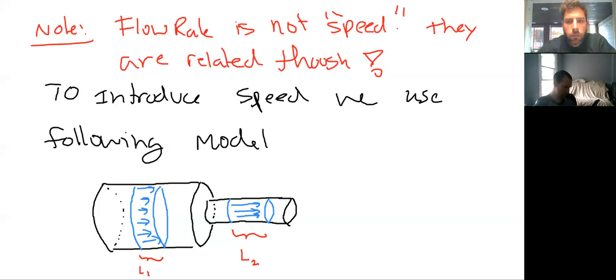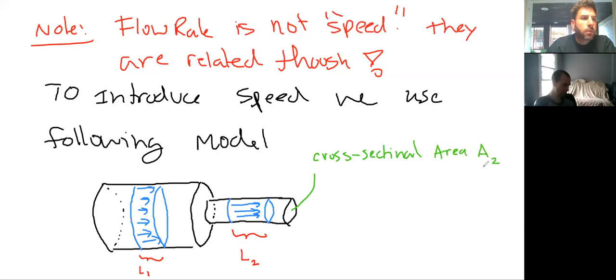And then for some clarity, let's note again, these are cylinders. So what's the cross-sectional area? This has a cross-sectional area of something. We'll call this A2. And then the bigger cylinder has a cross-sectional area. We'll call that A1.